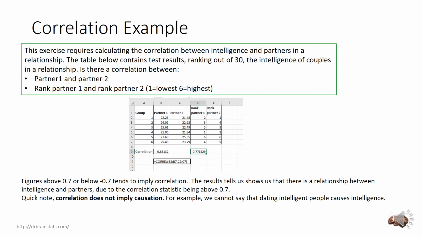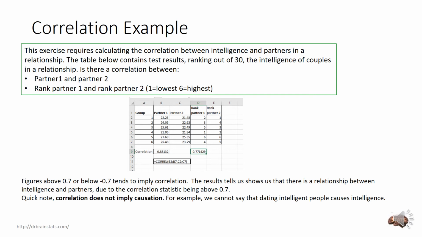So now we're going to have a look at a correlation example. This exercise requires calculating the correlation between intelligence and the partners in a relationship. The table below contains test results ranking out of 30 the intelligence of couples in a relationship. And we need to see if there's a correlation between partner 1 and partner 2. And also we're going to rank the partners' intelligence between 1 and 6.